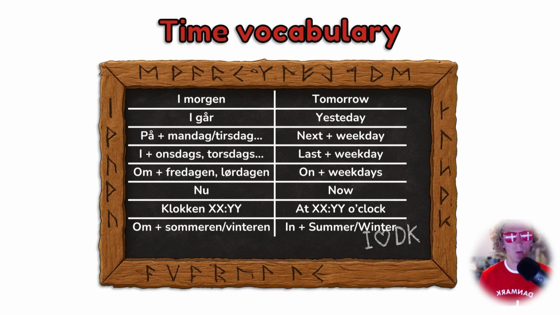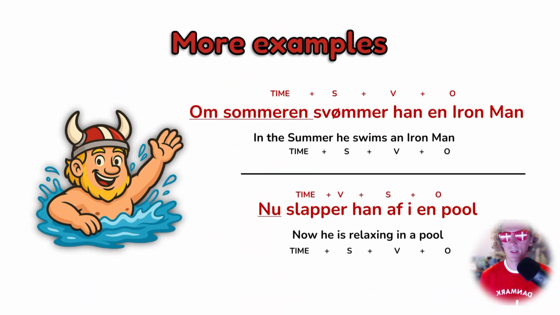Okay, so let's do a couple more examples here regarding the time setup. So here we have om sommeren svømmer han en Ironman. In the summer, he swims an Ironman. We have again the inversion here because om sommeren, in summer, is something to tell time. So time, verb, subject, object. And in English, subject, verb, object.